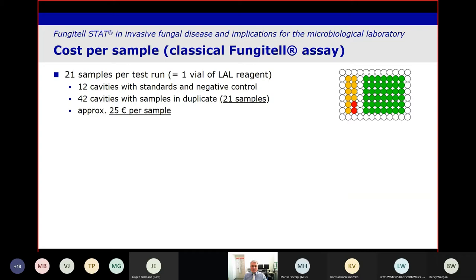Now, the problem is that you need, in the classical Fungitell assay, a standard curve. And the standard curve consists of 5 standards in duplicate and a negative control, which means 12 of the wells, and 12 times the expensive LAL reagent is not wasted, but is used on the standards. And if you use one vial of this LAL reagent, you're able to measure the standards and 42 cavities in duplicate, which means 21 patients within one test run. And that gives you a cost of €25 per sample.